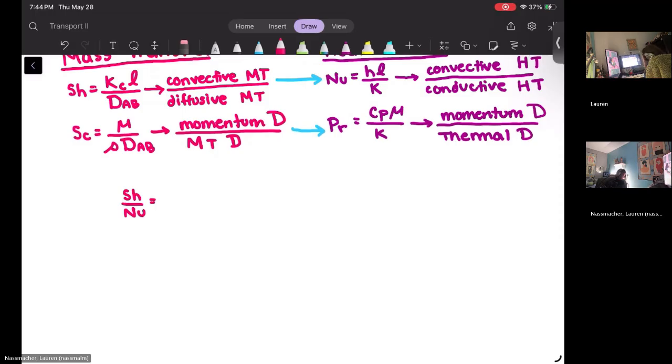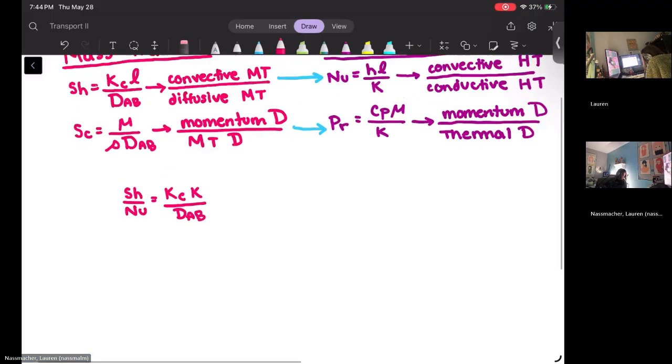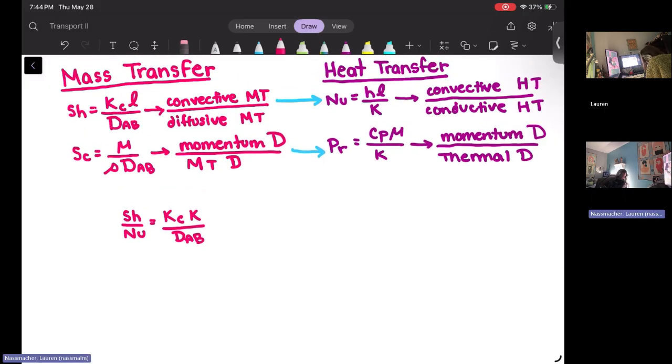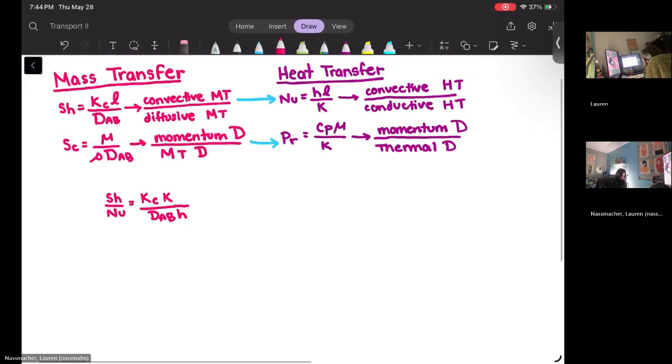let's see, flip that around, our length goes away, and we just have our mass transfer coefficient multiplied by the thermal conductivity divided by our diffusive coefficient and our heat transfer coefficient. So we can relate this to the Schmidt and the Prandtl number.